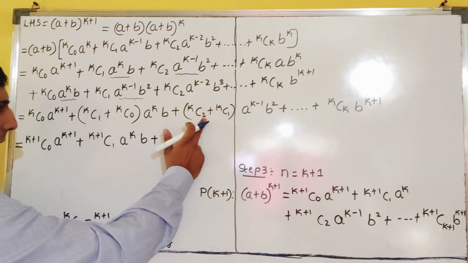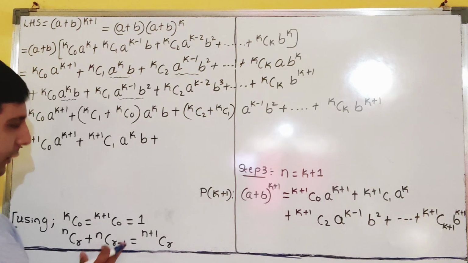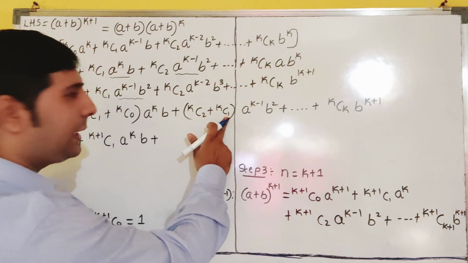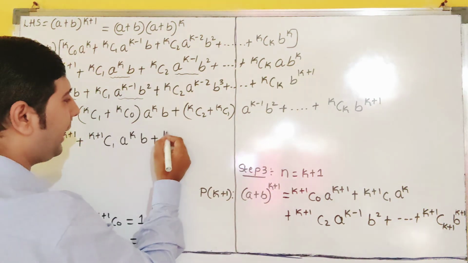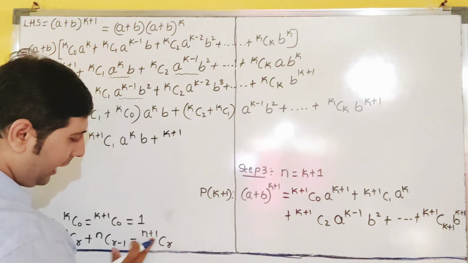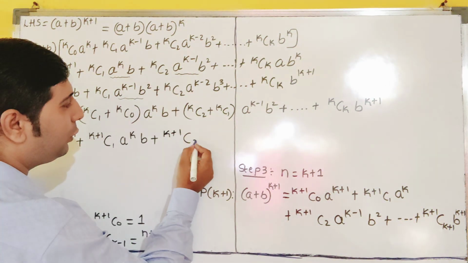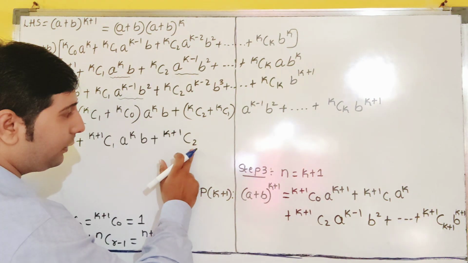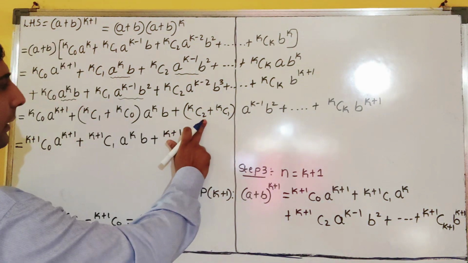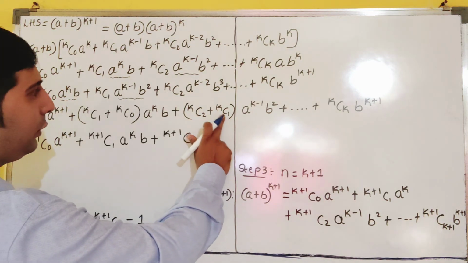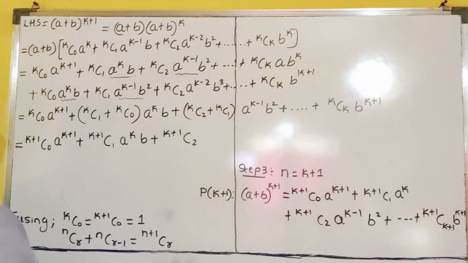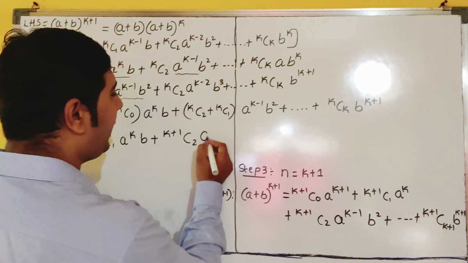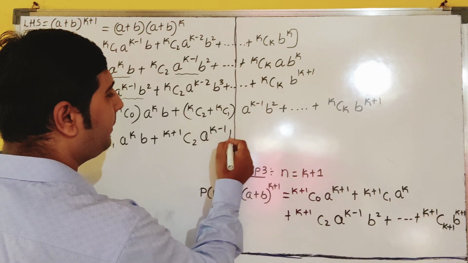The n value is k, the r value is 2. 2 minus 1 is 1, same. So the n value is k plus 1, K plus 1 C 2. The r value is 2 here. I am putting 2 for r, and this is r minus 1. 2 minus 1 is 1. Are you getting it? A raised to k minus 1 b square.